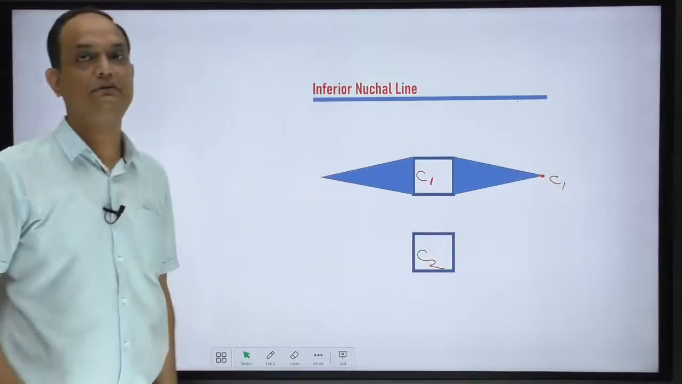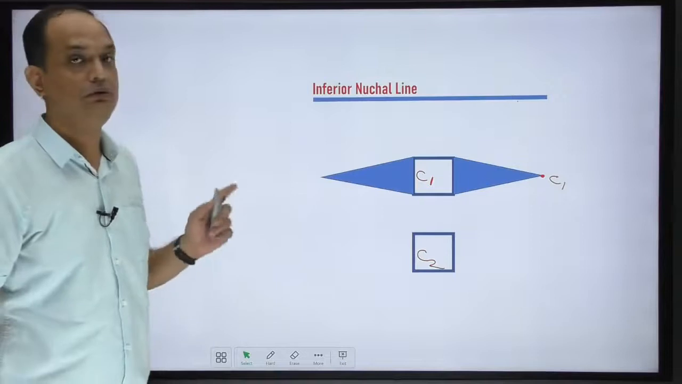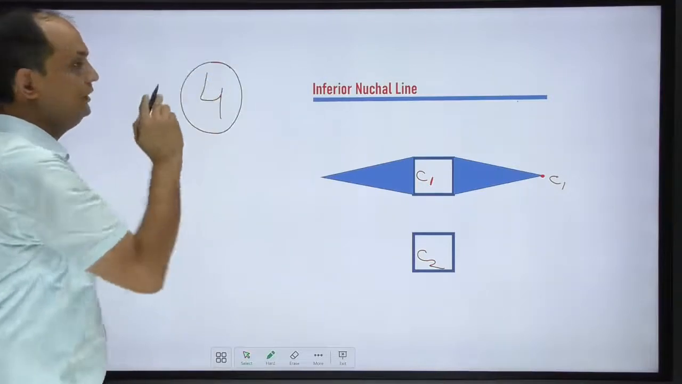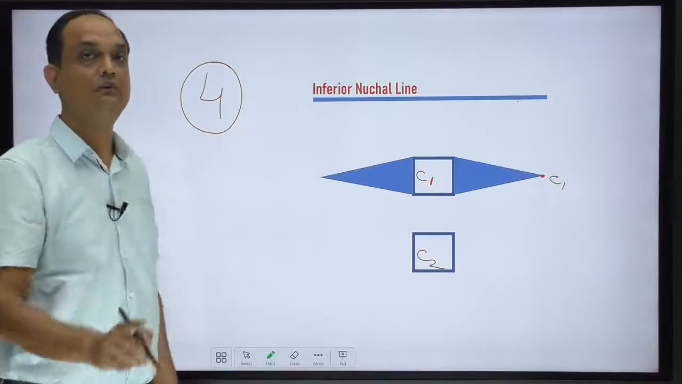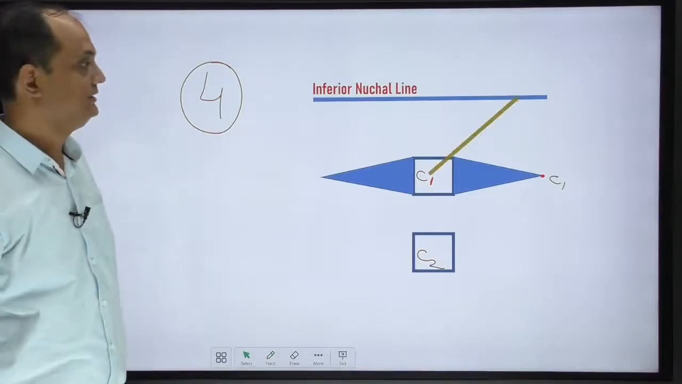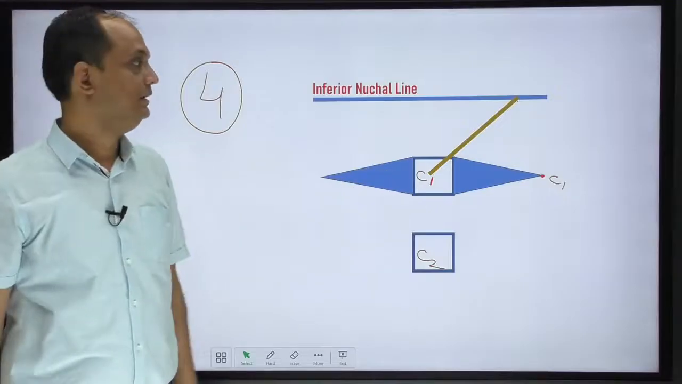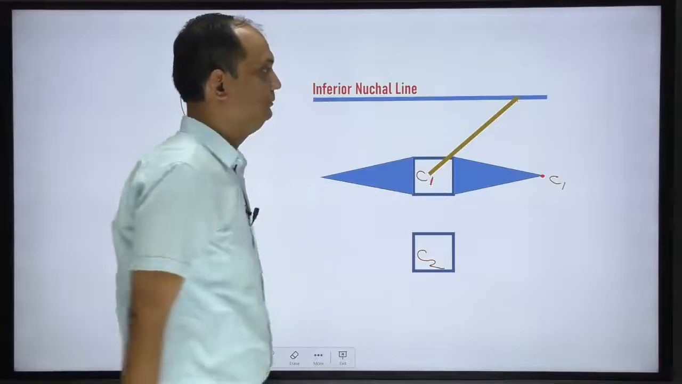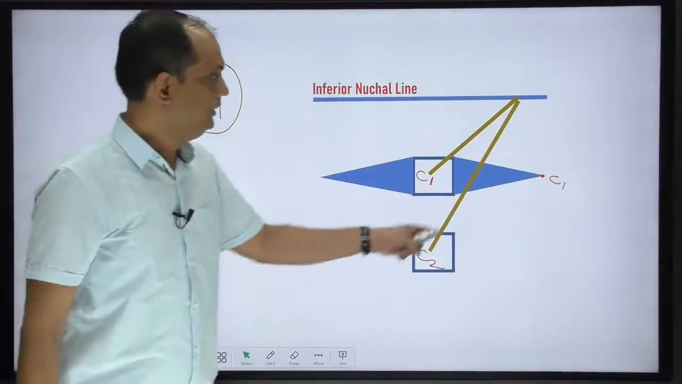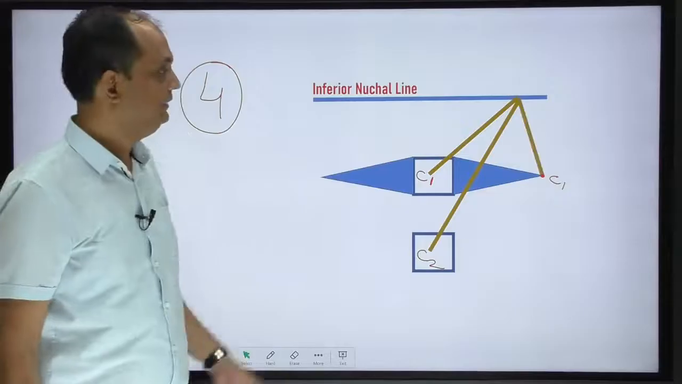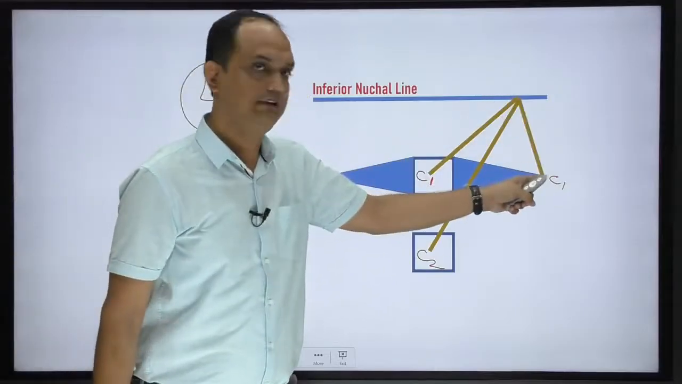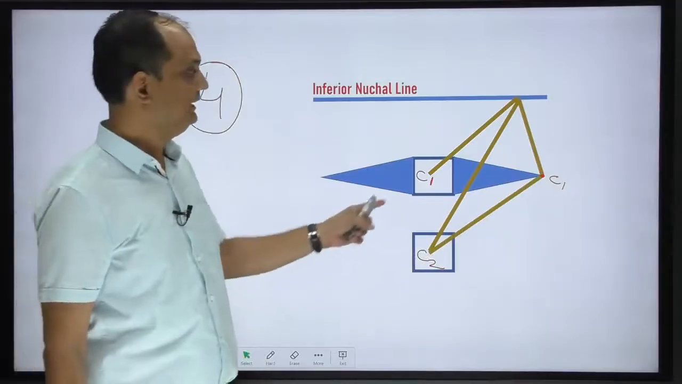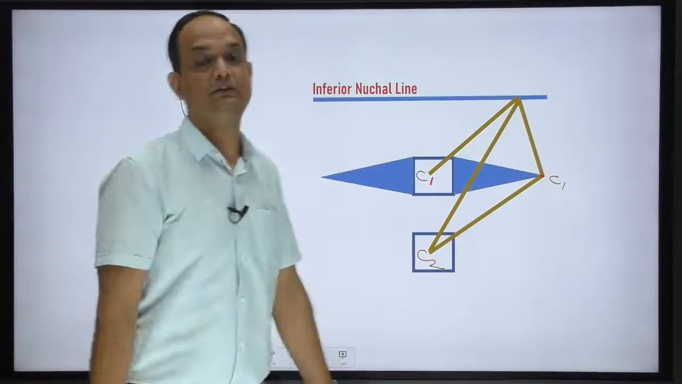Once you have this in your mind, start to draw 4 lines. How many lines do we have to draw? 4 lines, because I told you there are 4 muscles that are going to form the boundaries. First, from where to where? Start from the spine of C1 to the occipital bone, then from C2 to the occipital bone, then connect this point to C1, and then C1 to C2. Clear? So these are the 4 lines which represent the 4 muscles.